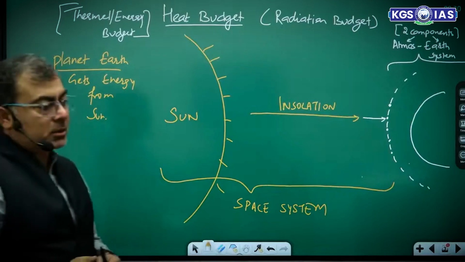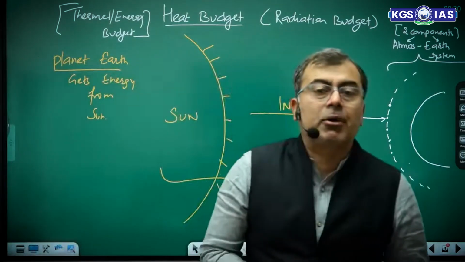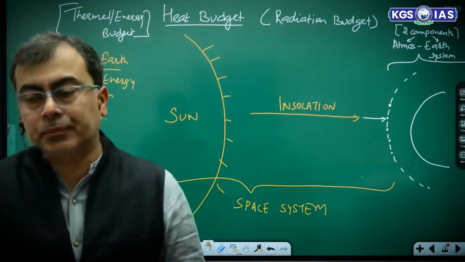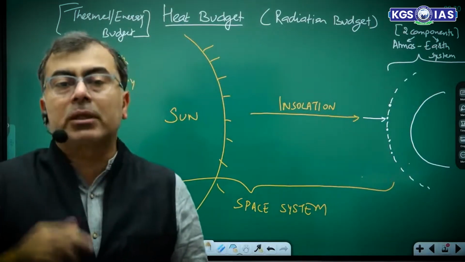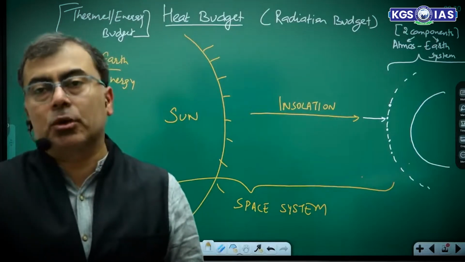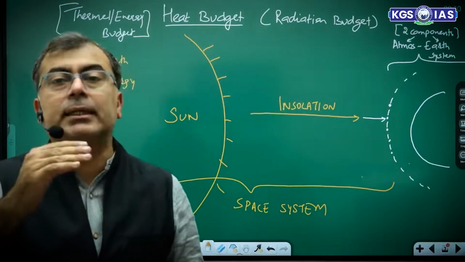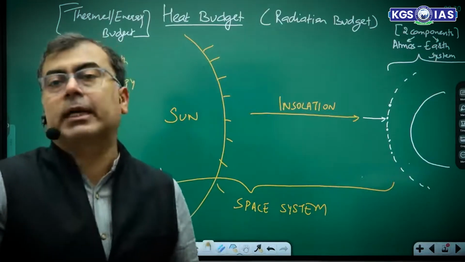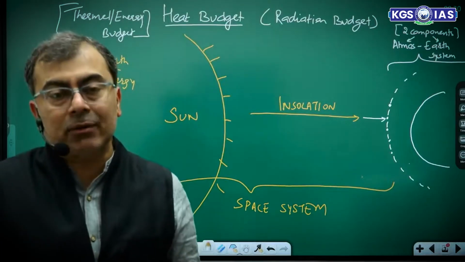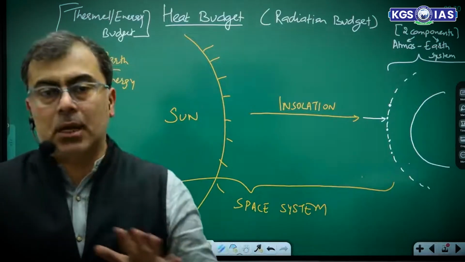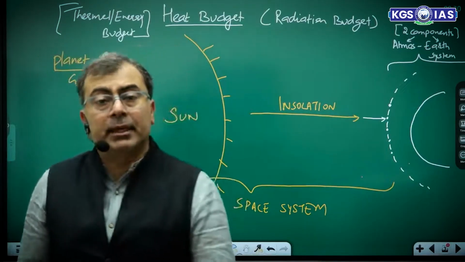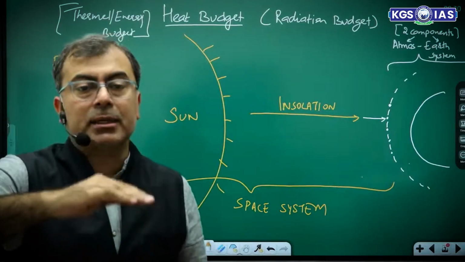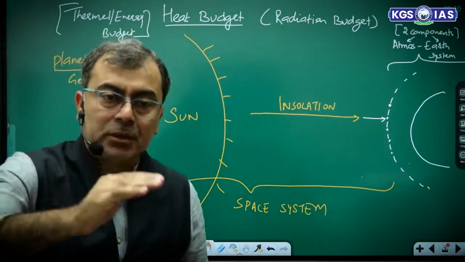So what is heat budget about? Heat is coming from the sun. Suppose you have water in a boiling pan, and the gas is on. Will the temperature increase or not? The temperature will start increasing, up to 100 degrees Celsius. If you switch off the gas, what will happen? The temperature will fall down. If you switch on the gas, temperature will go up. If you switch off the gas, temperature will fall down.